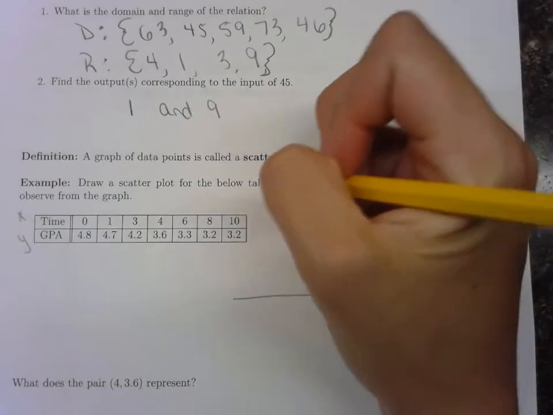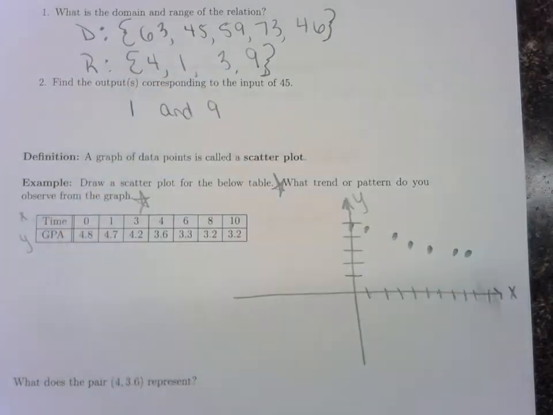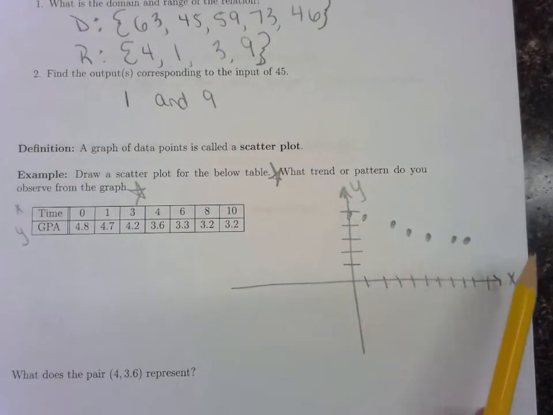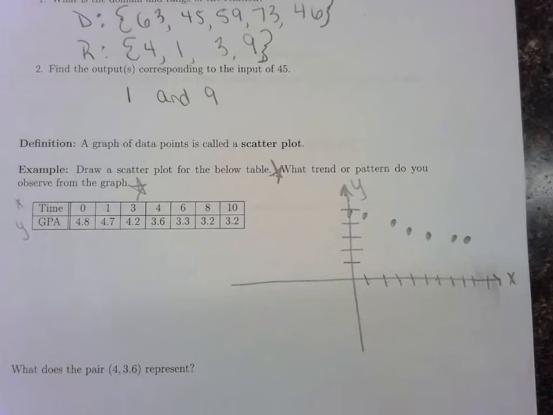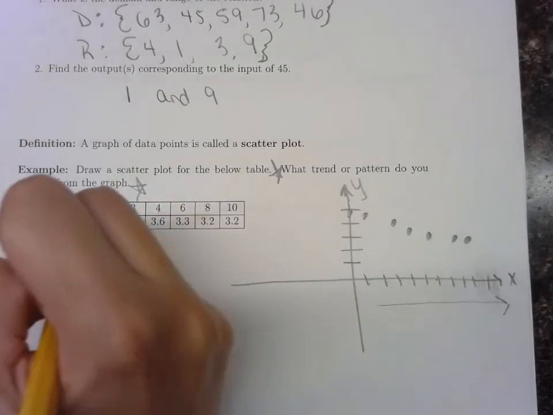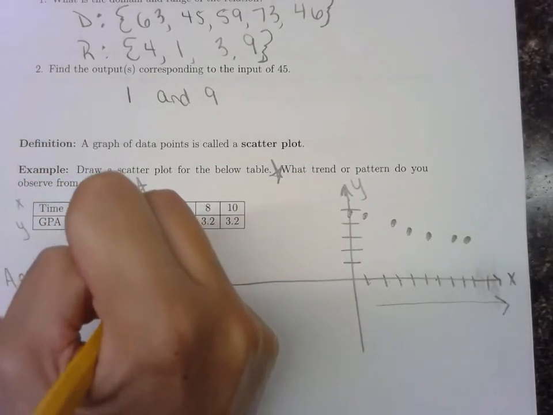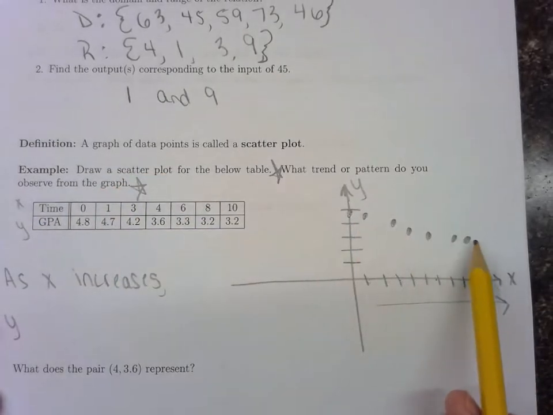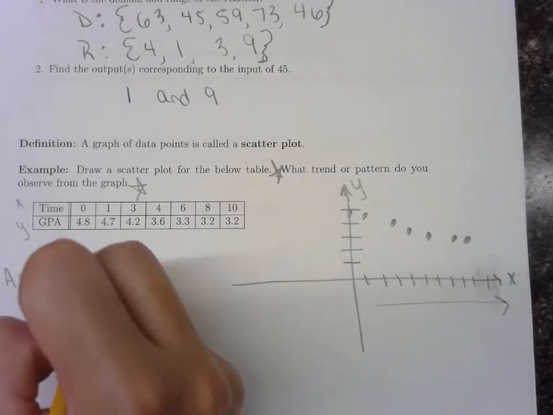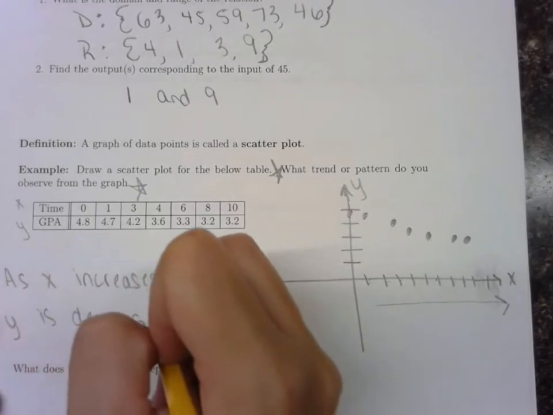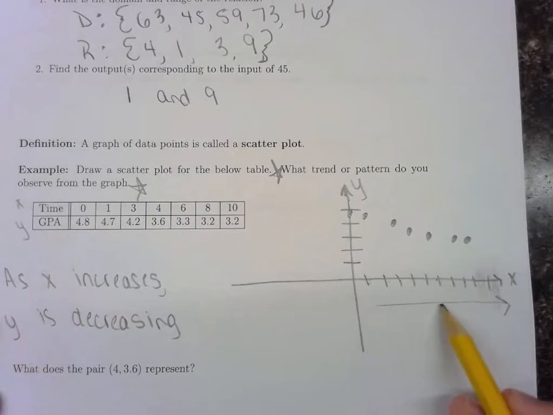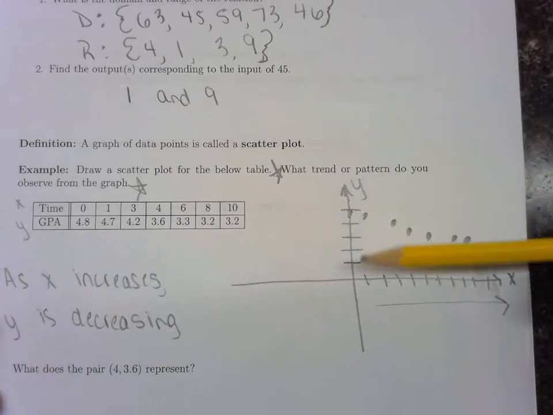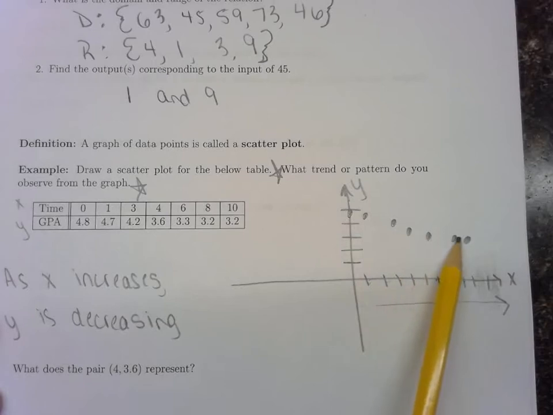And then we have to answer the question, what trend or pattern do you observe from the data? Okay, again, you'll see something like this on the SAT. Okay, it may give you a scatter plot, it may give you a graph, and you'll have to see the trend. We normally look at, as x increases, what's happening to the y's. Okay, so I'm just going to write as x increases, y is, you can see it is decreasing. Okay, so as x increases, the y values are getting smaller. Okay, so you can see we're decreasing here.